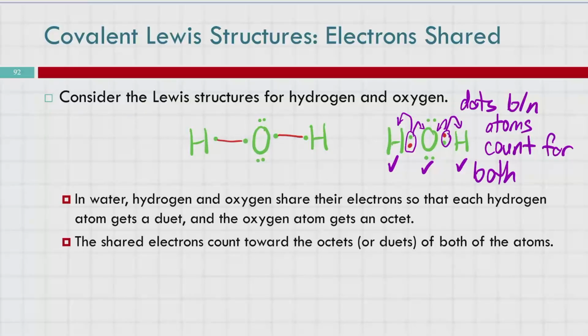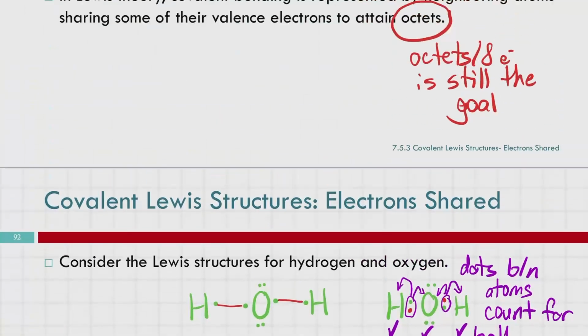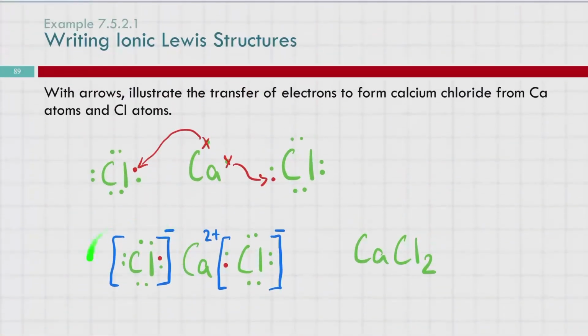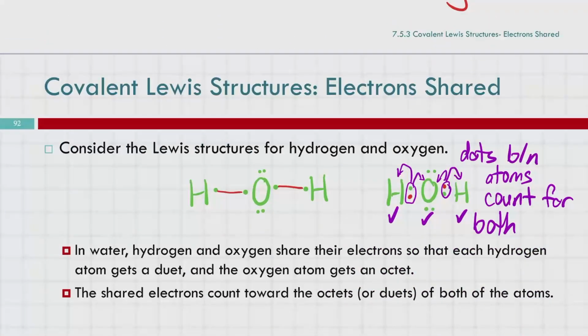So in our water molecule, the hydrogen and the oxygen are sharing their electrons. So the hydrogen gets its duet, gets its 2 electrons that it wants. The oxygen gets its octet, its 8 electrons that it also wants. Those shared electrons count towards the octet or duet of both atoms. So this is another reason why we drew the brackets when we were doing ionic compounds. The brackets let us know they're not shared electrons, because if we don't have the brackets, then it looks like shared electrons. So that's another reason that we have to do the brackets in our ionic compounds.